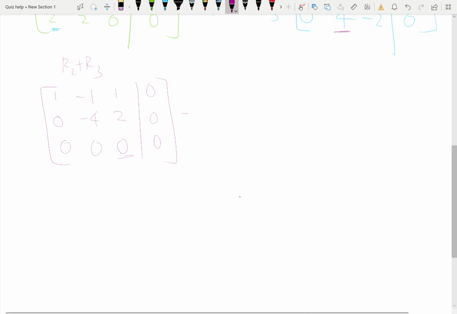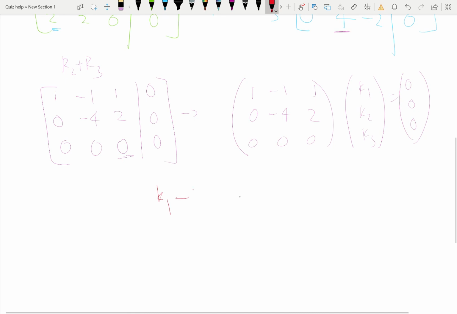All right, so let's write down the matrix equation out of this elimination. Oops, this is 1. The matrix is 1, -1, 1, 0, -4, 2, 0, 0, 0, times little k: k1, k2, k3, equal to 0, 0, 0. Okay, good. Now let's write down the equations. Again, k1 minus k2 plus k3 is equal to 0, and negative 4k2 plus 2k3 is equal to 0. So we get two equations, right?